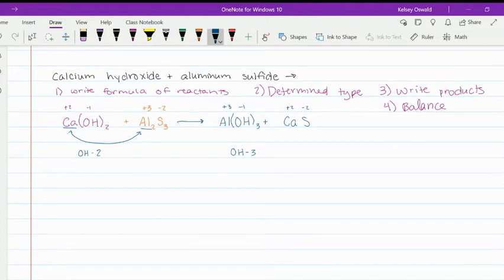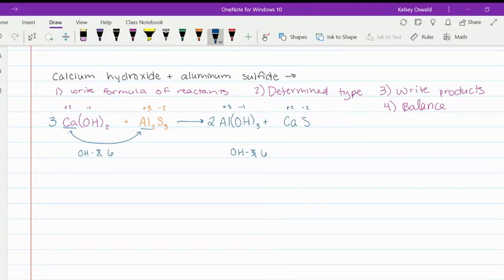So if we want to have the same number on either side, we have to think, what do 3 and 2 both go into? And we know they both go into 6. So in order to get to 6 hydroxides, I would need to use 3 of my CaOH2s to produce 2 AlOH3. Because if I have OH3 2 times, I'll end up with 6 hydroxides. Okay, so now my hydroxides are balanced.